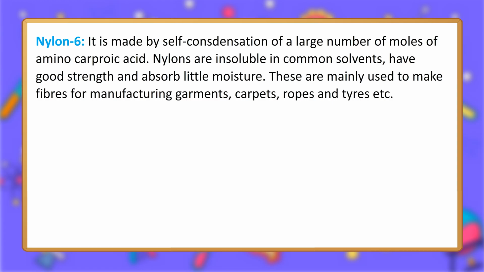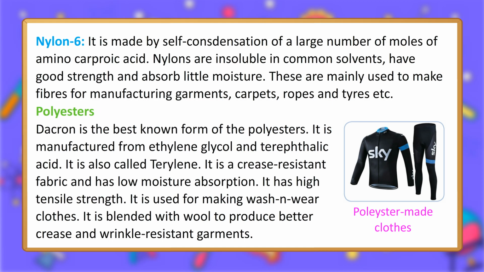Nylons are insoluble in common solvents, have good strength and absorb little moisture. These are mainly used to make fibers for manufacturing garments, carpets, ropes and tires etc. Polyesters. Dacron is the best known form of the polyesters. It is manufactured from methylene glycol and terephthalic acid. It is also called terylene.